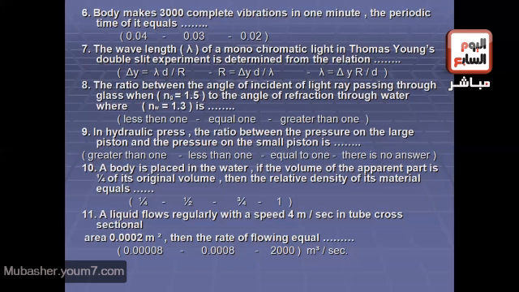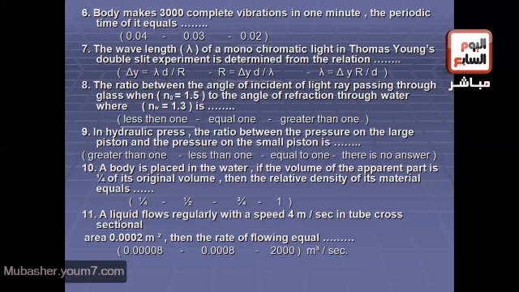Number 8. The ratio between the angle of incident of light ray passing through glass when Ng equals 1.5 to the angle of refraction through water where Nw equals 1.3 is, yes, by applying Snell's law, we can say that the ratio will be, yes, very good, less than 1. Another sentence. In hydraulic press, the ratio between the pressure on the large piston and the pressure on the small piston is, yes, that's right, equal to 1.